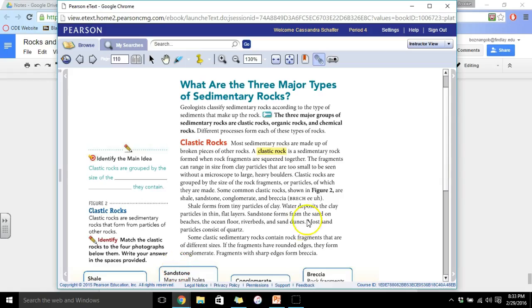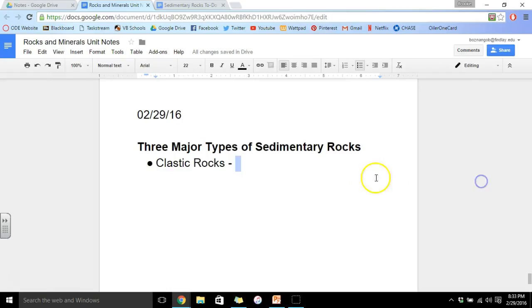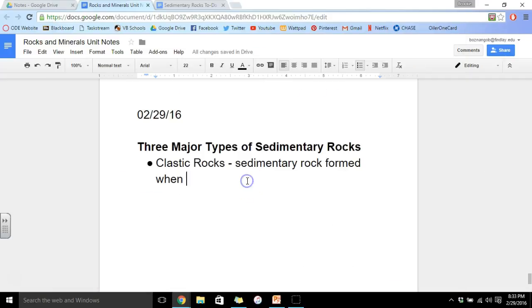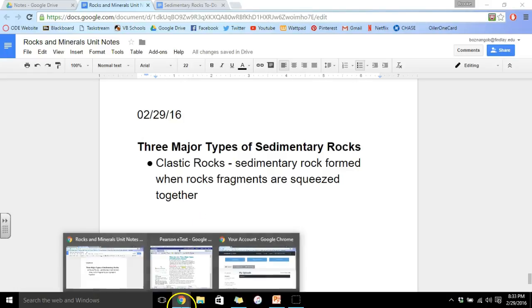Alright, clastic rocks. Most sedimentary rocks are made up of broken pieces of other rocks. A clastic rock is a sedimentary rock formed when rock fragments are squeezed together. Alright, so it's a sedimentary rock formed when rock fragments are squeezed together. Alright, let's keep reading.